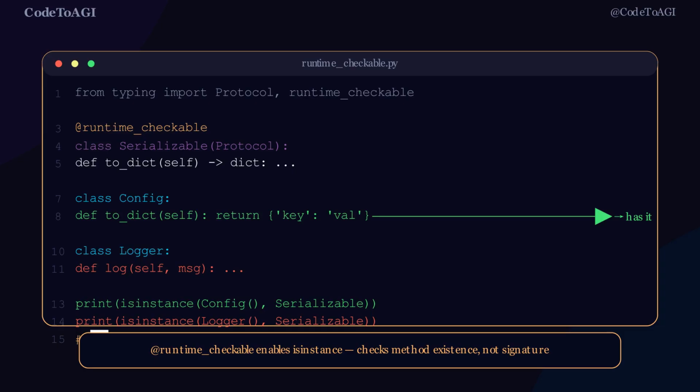We define Config with a to_dict method. Isinstance of a Config instance and Serializable returns true. We define Logger without to_dict. Isinstance of a Logger instance and Serializable returns false. Important warning. Runtime checkable only checks that the method exists. It does not check the signature. Use it for quick checks and defensive programming. Rely on mypy for full signature validation. Together, they give you both runtime safety and static type correctness.